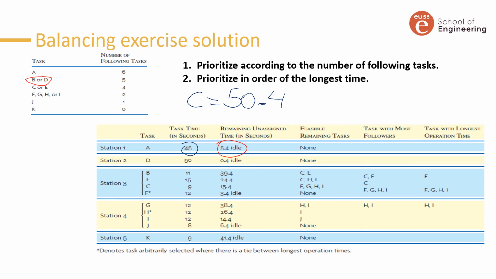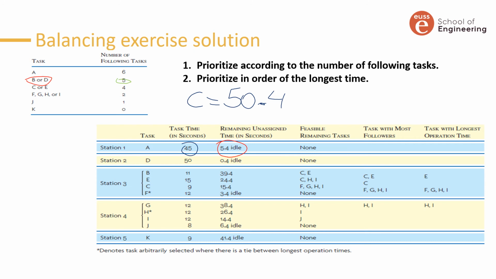But before continue this one, pay attention. As you see, the number of following tasks of B or D, both of them is 5 seconds. So what should we do? A tie happened here. We should go to our secondary rule that is saying prioritize in order of the longest time. So when D has 50 seconds of task time and B has 11 seconds, so D has the priority.